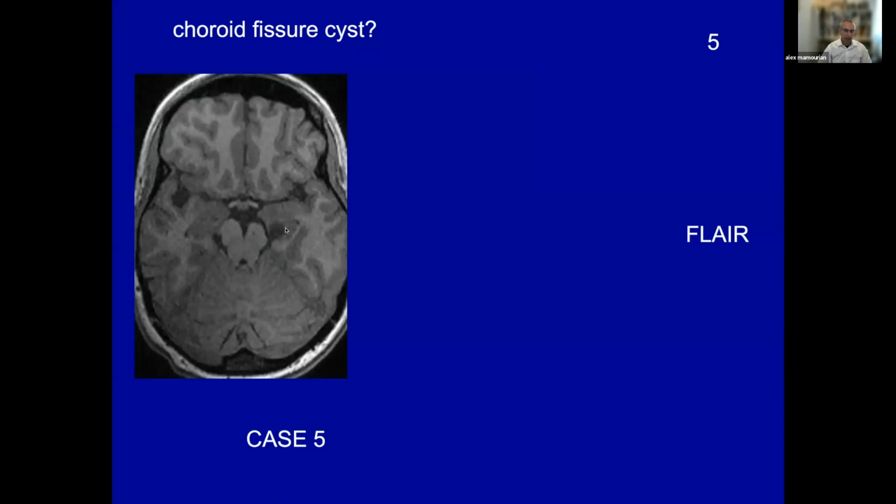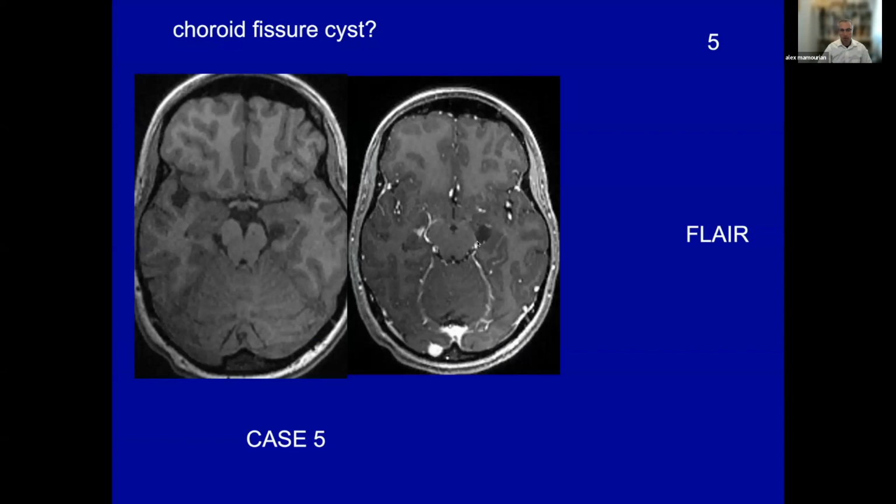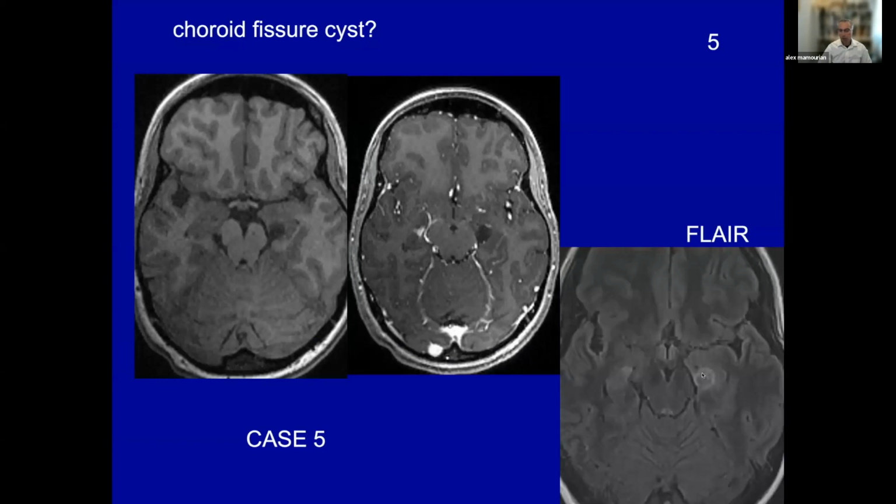Here's another one, same location, medial temporal lobe, right? Here's the hippocampus on the other side. If you look at this T1 weighted scan, you might say, well, it might be a choroid fissure cyst. There's no enhancement. But if you look on the FLAIR scan, you see all this signal abnormality here. This is not consistent with a choroid fissure cyst. So you have to be very rigorous in your application of these rules. So while in some respects it resembles a choroid fissure cyst, this is not a choroid fissure cyst.